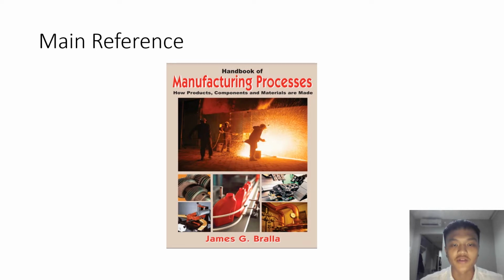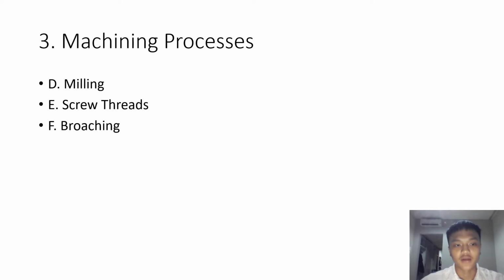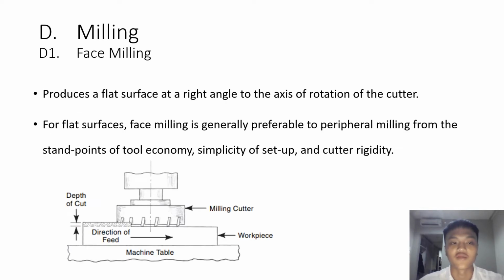So my main reference for this presentation is the Handbook of Manufacturing Processes: How Products, Components and Materials Are Made. There are three chapters that I'm going to explain: milling, screw threads, and broaching. Go to the first one, milling.